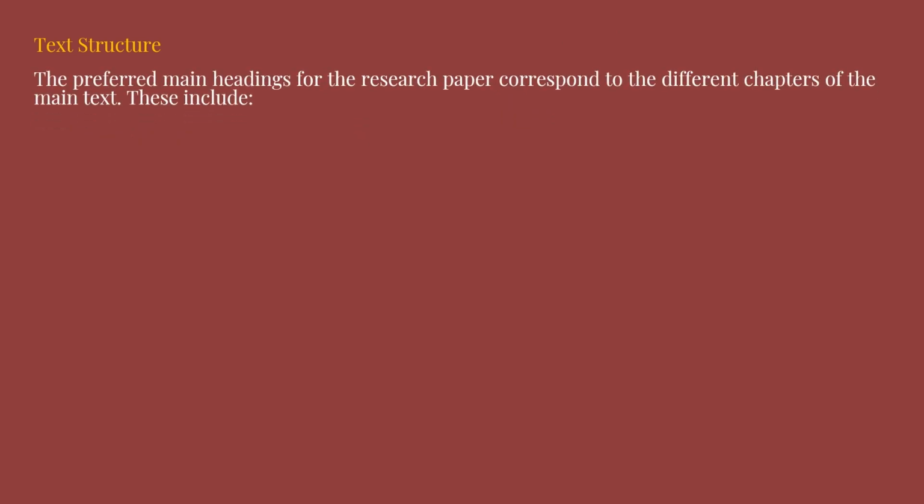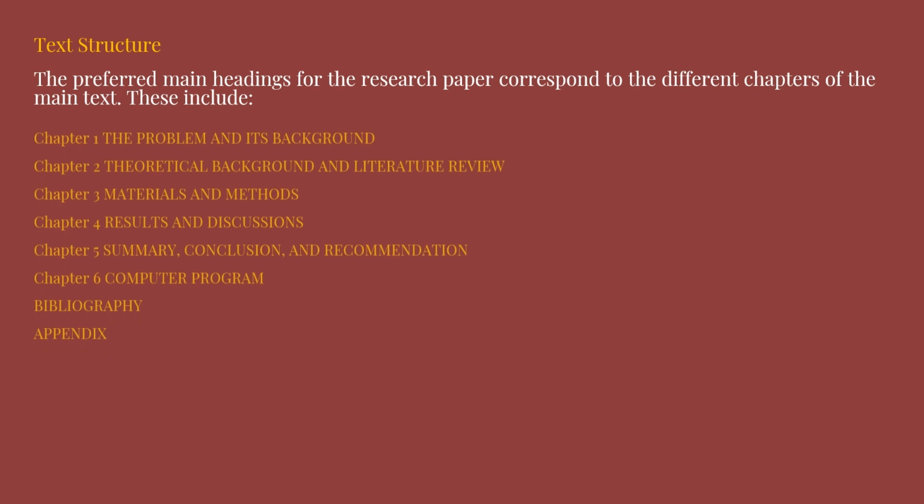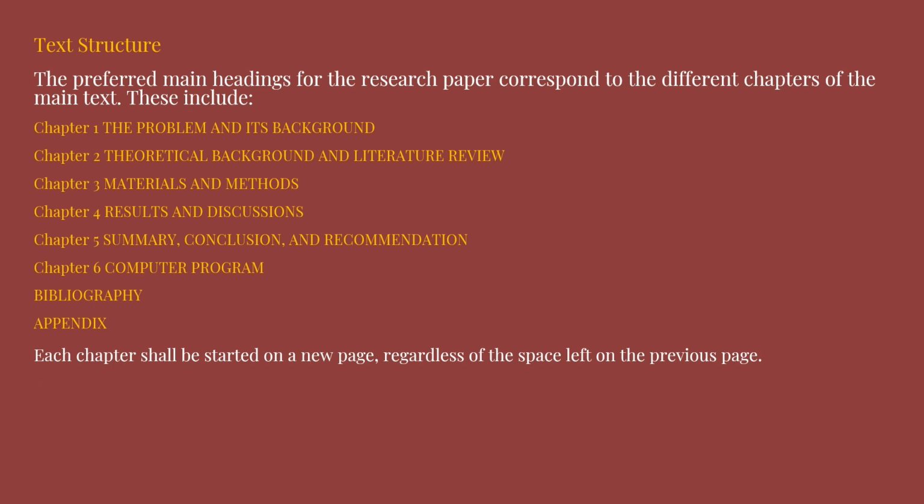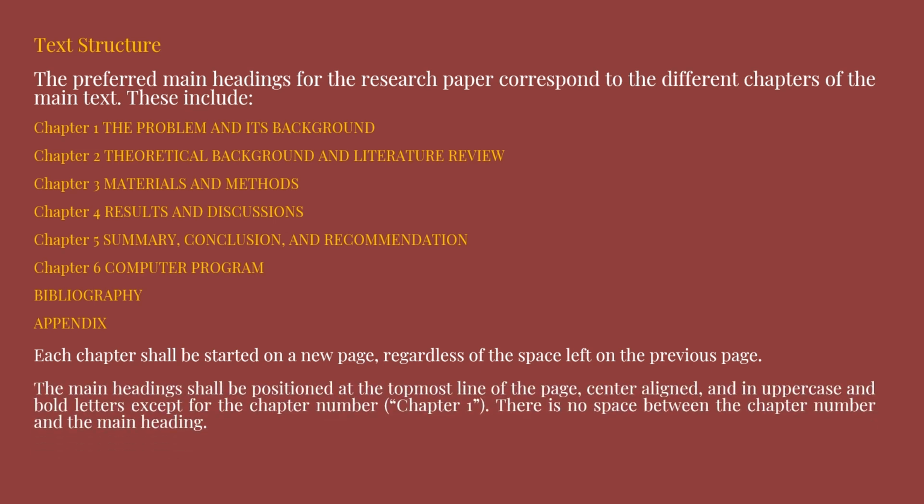The preferred main headings for the research paper correspond to the different chapters of the main text. These include the following: Chapter 1, Chapter 2, 3, 4, 5, and 6, the bibliography, and the appendix. Each chapter shall be started on a new page, regardless of the space left on the previous page. The main heading shall be positioned at the topmost line of the page, center aligned, and in uppercase and bold letters, except for the chapter number, say Chapter 1. And there's no space between the chapter number and the main heading.